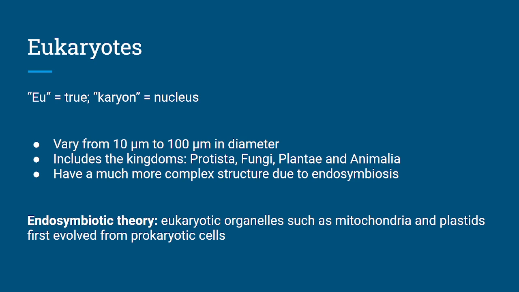Next, we're going to be talking about eukaryotes. Again, from the name, we know that eu means true and karyon means nucleus, and therefore there is a nucleus for eukaryotes. Eukaryotes vary from 10 micrometers to 100 micrometers in diameter, and they include four kingdoms.